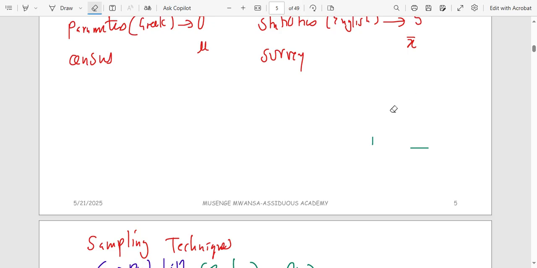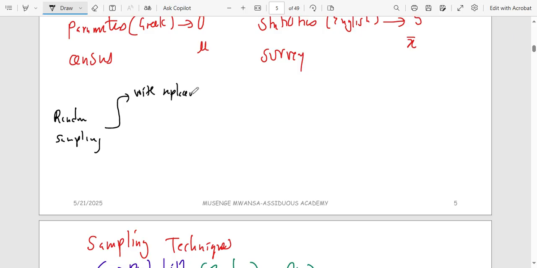So just to mention it again so that you see the difference, we are talking about random sampling, which we can divide into with replacement and without replacement. I'm going to use the same example for these two.